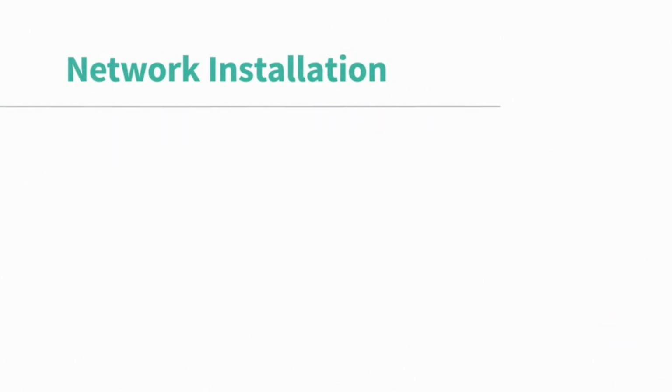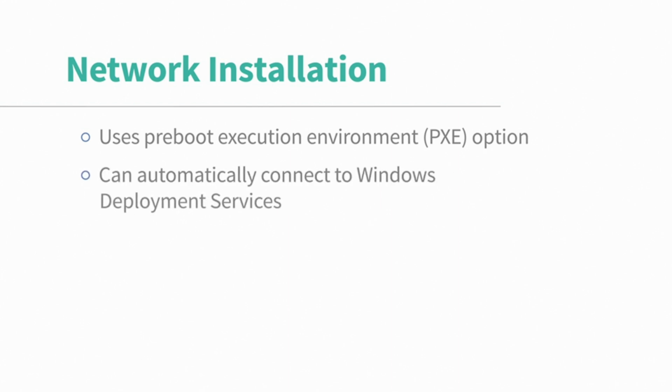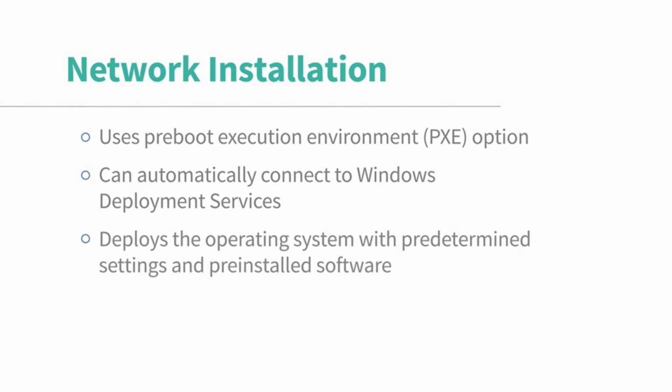A network installation utilizes Pre-execution Environment, or PXE Boot, options you'll see when you boot into the setup mode. If you make this the default boot option, then it can automatically connect to a Windows deployment server through the network and deploy the operating system with predetermined settings and pre-installed software. This is a common practice with larger organizations.